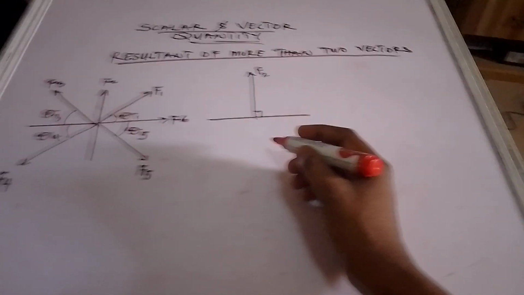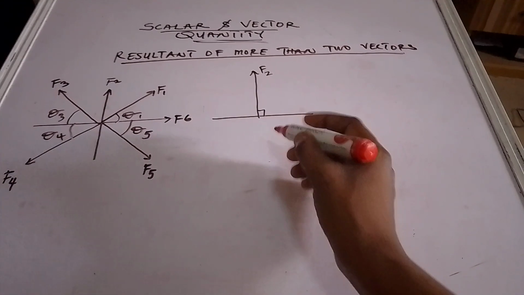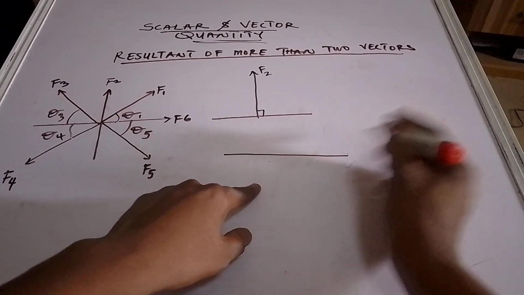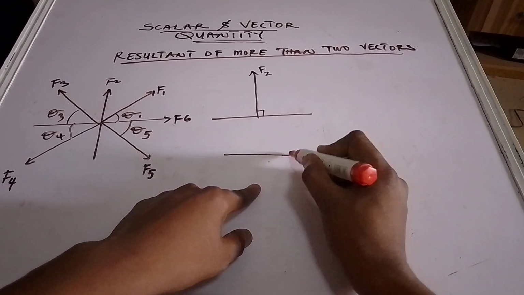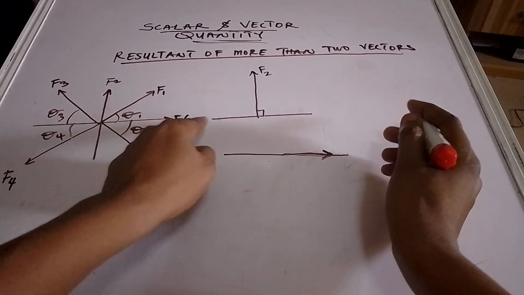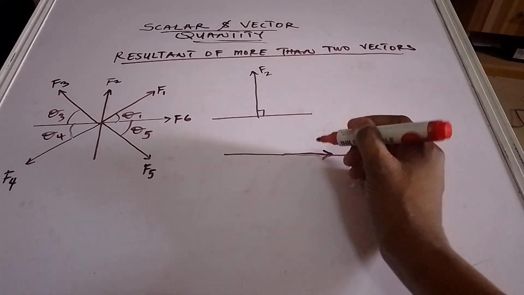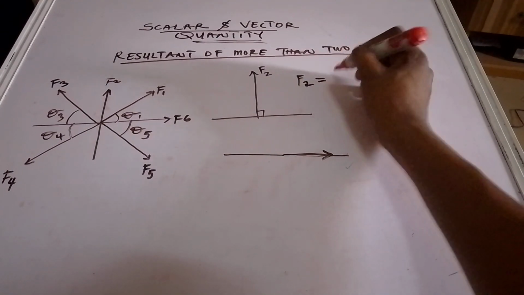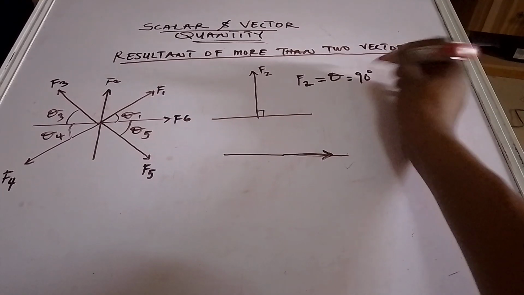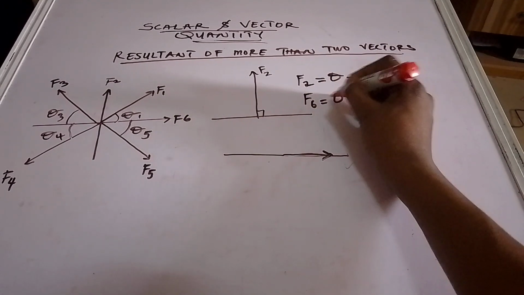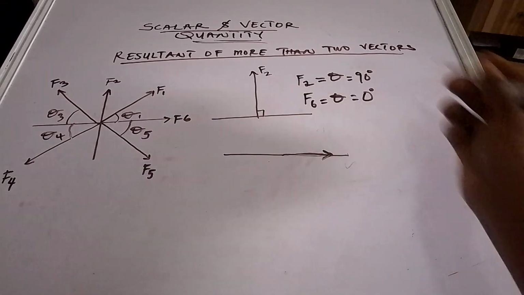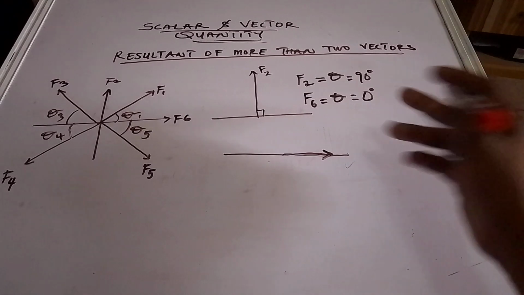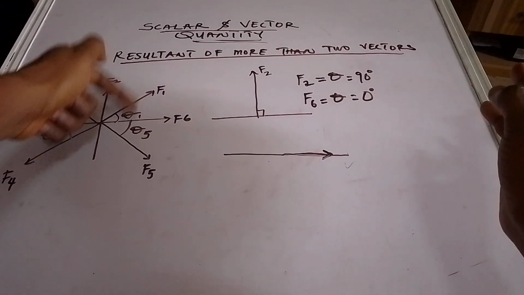For F6, this is the horizontal, and F6 is directly on the horizontal. It means F6 is parallel to the horizontal axis, so the angle for F6 is 0 degrees. So for F2, its angle theta is 90 degrees, while for F6, its theta is 0 degrees. It's 0 degrees, or you can say 180 degrees, and 180 degrees is also 0 degrees to the horizontal. So that is that about that one. So we already have F1 and their angles.